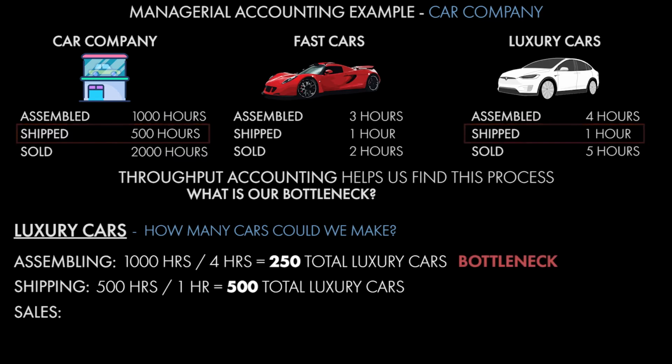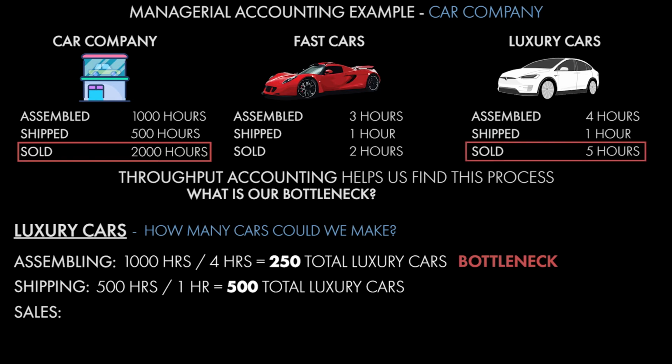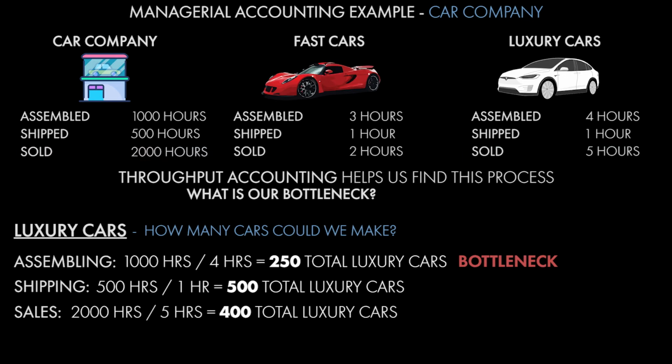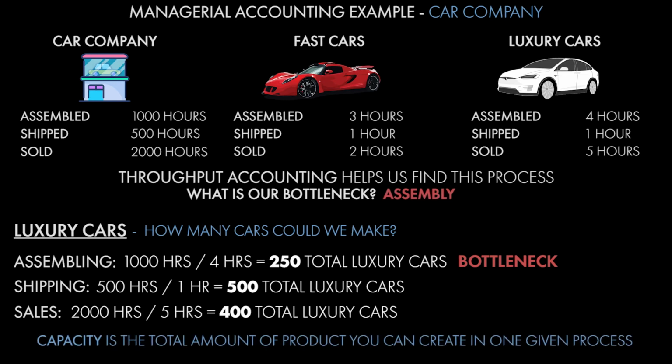But let's look at sales. We had 2,000 total sales hours. Each luxury car takes 5 hours to sell, so we can sell 400 total luxury cars. So, what's our bottleneck on the luxury car side? Still going to be the exact same as it was for the fast car side. Remember, we look at total capacity, which is the total amount of product you can make in one process. For luxury cars, we can only assemble 250 total cars, while we can ship 500 and we can sell 400. So assembly is going to be the process that's our bottleneck.